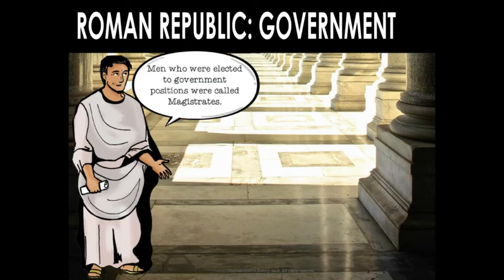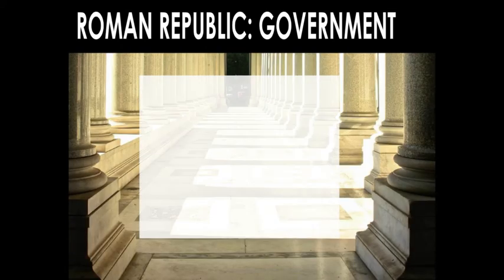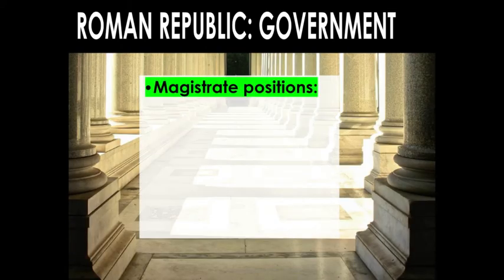Men who were elected to government positions were called magistrates. The magistrates carried out the laws and were responsible for running the day-to-day operations of the republic. Some of the magistrate positions that were available: the consul. The consul would kind of have executive power. There would be two of them. One could veto the other, but they were more the executive power as in our government.